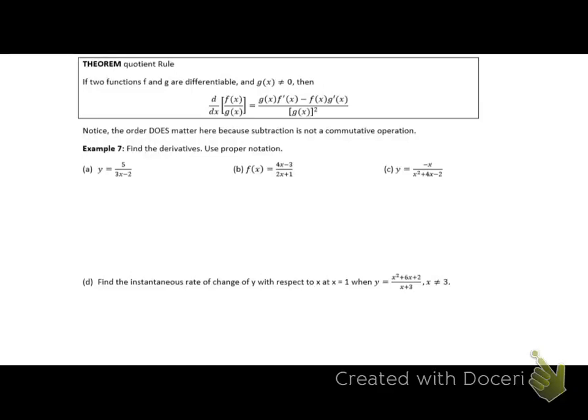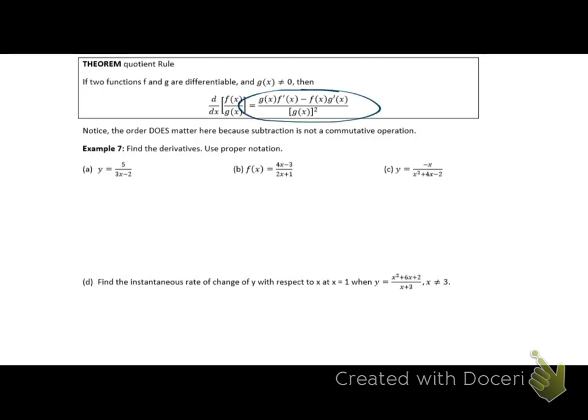This is section 6, derivative rules, example 7. So we added, we subtracted, we multiplied, now we're dividing. All right, and just like multiplication doesn't work out the way that you would think it would if you did it separately, division doesn't either. So we're going to use our quotient rule. The quotient rule is this right here.